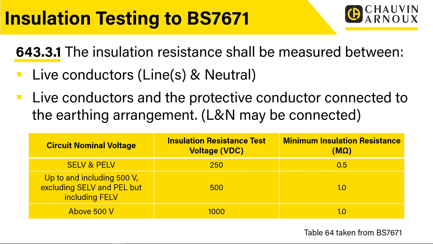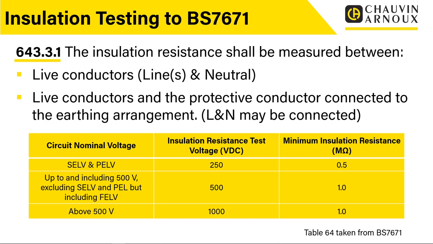So that's SELV and PELV, tested at 250 volts. Circuits up to and including 500 volts. So circuits with a nominal voltage up to and including 500 volts, like our 230 volt or 400 volt normal circuits, would fall under this. Up to and including 500 volts, with the exception of SELV and PELV. So excluding SELV and PELV, we've already dealt with those, but including FELV.